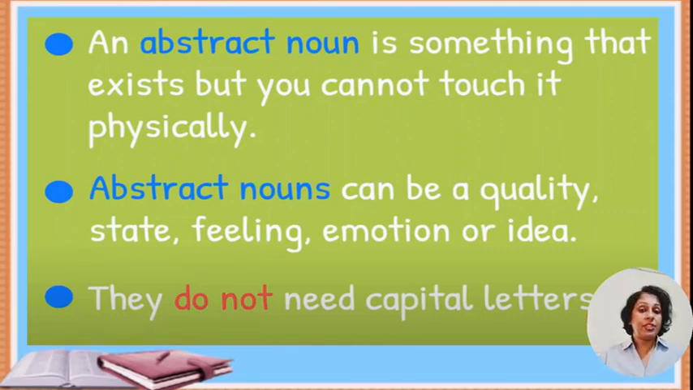Yes? Days of the week, for example, Monday. Today is Monday. So, you know that it is Monday. However, can you touch Monday? Can you smell Monday? Can you hear Monday? Can you taste Monday? No, right? But we know that it is Monday. So, it is a concept. It is a day of the week and we know that it is Monday today. Or it is a Sunday today. So, that is also an abstract noun.